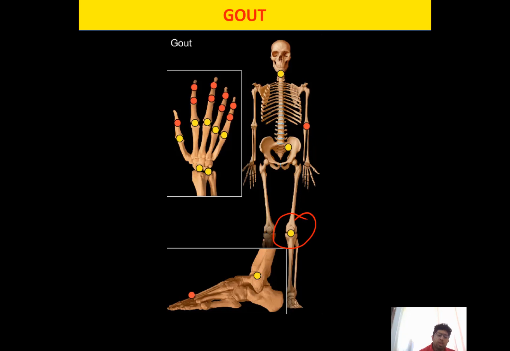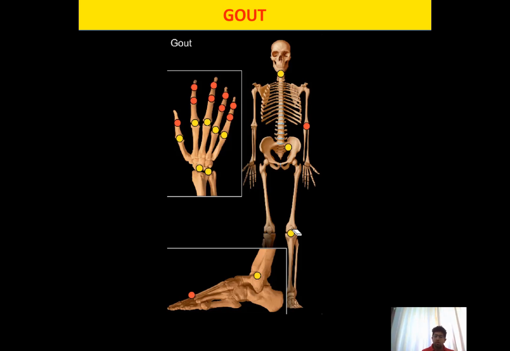Now, when the hand is involved, gout can involve the distal interphalangeal joint. The distal interphalangeal joint is involved in osteoarthritis or erosive arthritis, it can be involved in psoriatic arthritis, it can be involved in chronic reactive arthritis, and it can be involved in gout. So these are the joints that are commonly involved in gout.